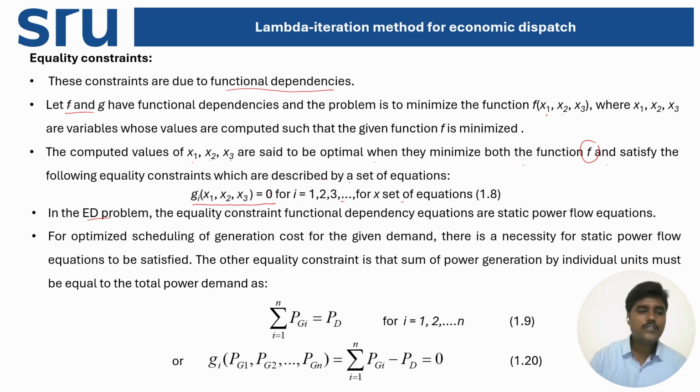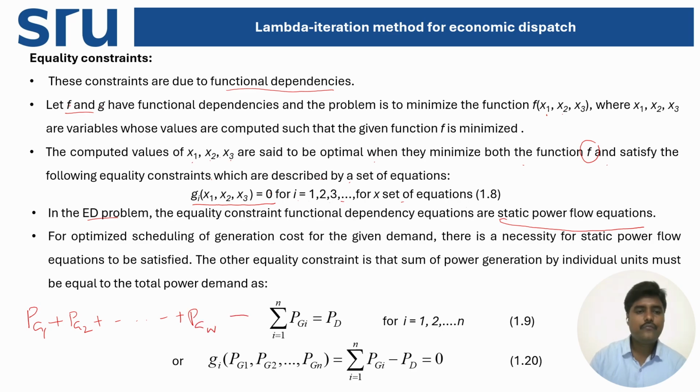In the economic load dispatch problem, the equality constraint functional dependency equations are static power flow equations. So basically these are static in nature. Now let's try to adapt this kind of mathematical expression to our economic load dispatch. In the economic load dispatch problem, you can take the sum of individual power outputs of each and every unit, starting with unit 1, PG1, and then PG2, and so on up to PGN.